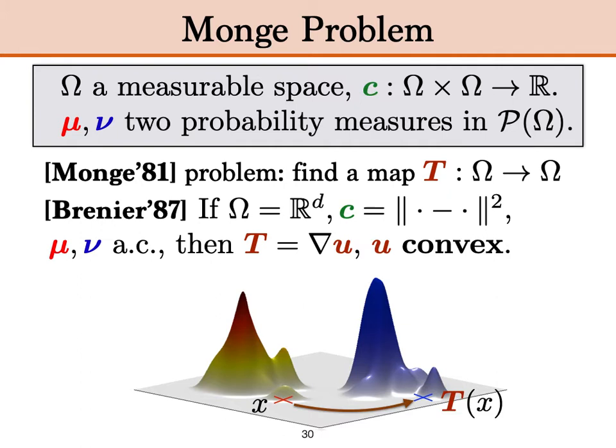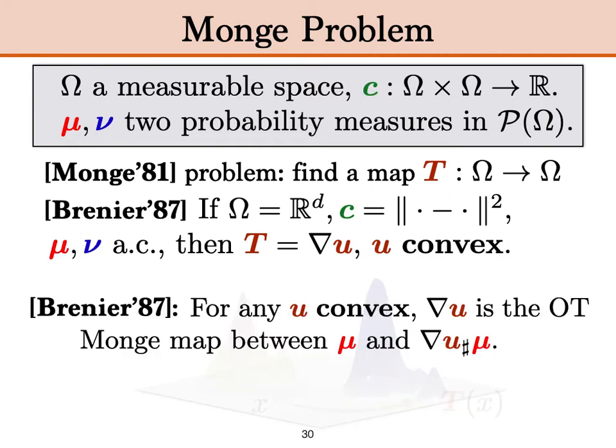And what Brenier proved in 1987 is that if the measures mu and nu have some regularity, so here we're just assuming they are absolutely continuous, then the optimal transport map T that moves mu to nu must be the gradient of a convex function u. By convex here, I mean a function that is simply from R^d to R. And of course, mathematically, if a function is defined from R^d to R and differentiable, its gradient is a mapping from R^d to R^d. It takes a vector and outputs a vector.